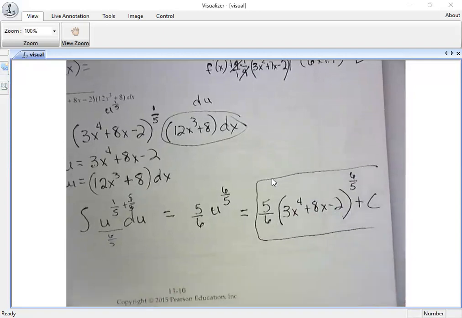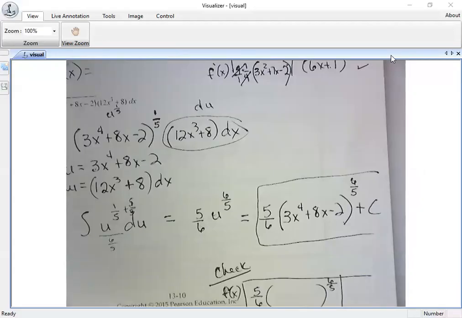Now, we probably need a little assurance that we have done this correctly. I want you to use the chain rule, differentiate this, and see if you come up with what we started with, okay?